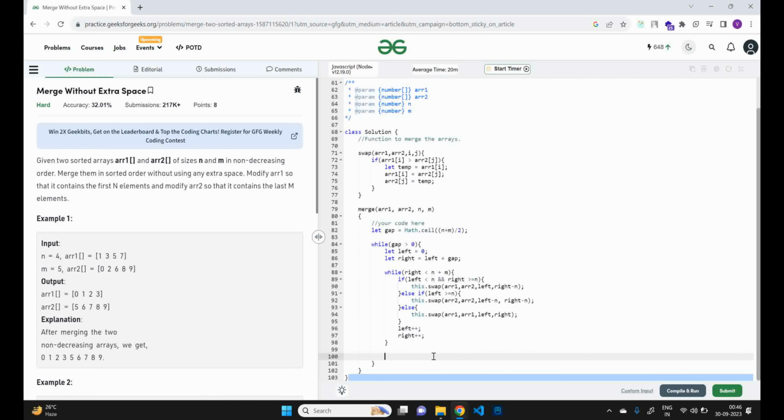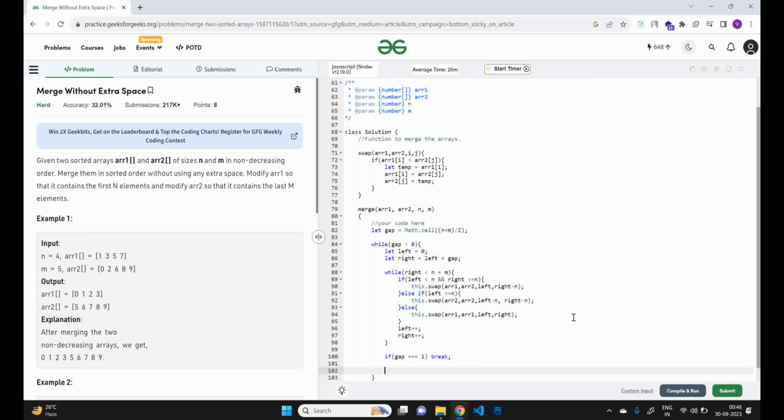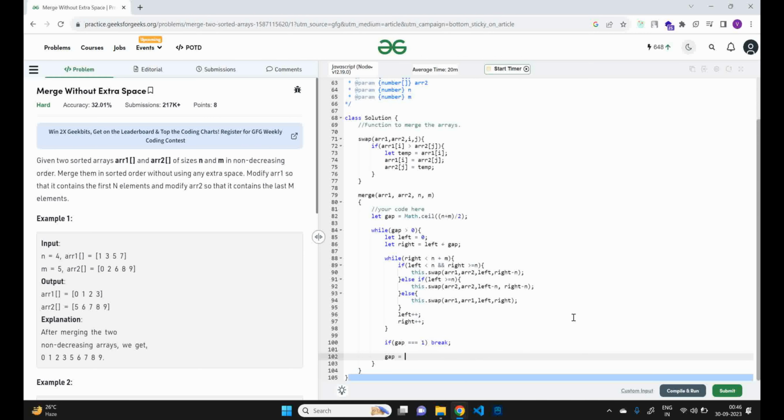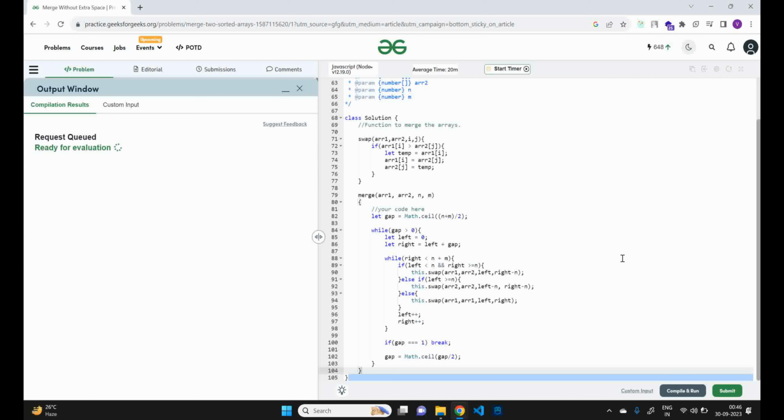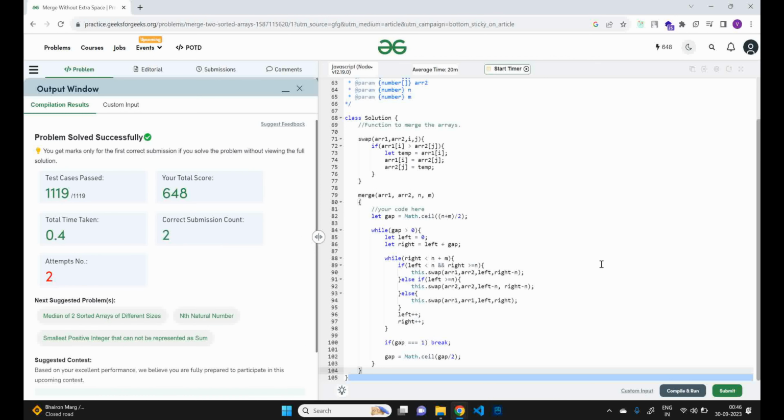So when this while loop is done, we check if our gap is 1, that means we are done, because after 1 we don't do anything, we can break from our while loop. Otherwise we calculate our new gap, which will be gap divided by 2 and the ceiling of it. Yes, seems fine. So let's compile and run this. It compiled and ran successfully. Let's submit this. And it is passed and submitted successfully.